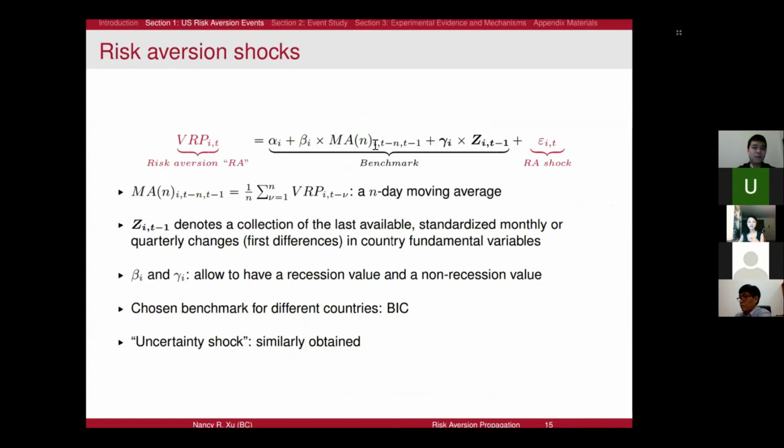Now, suppose we have this time-varying risk aversion. I'm also interested in the shocks, meaning how today's risk aversion changed compared to the expected level. So that's what I'm interested in, meaning what's the abnormal risk aversion compared to the expectations. So how to do that? I simply project and regress the risk aversion onto some right-hand side variables that include, for instance, a moving average, as well as a collection of the last available monthly or quarterly country fundamental variables. And this epsilon here is of interest, and that is my risk aversion shock that I'm going to talk about in the rest of the presentation. Okay. Uncertainty shock can be easily obtained as well by running similar regressions.